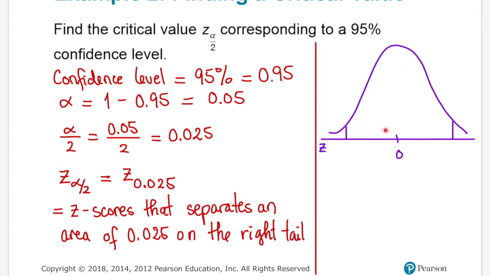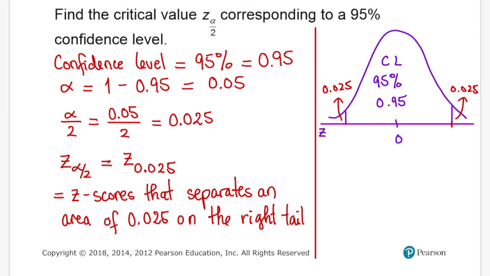Everything in the middle is 95%, which is my confidence level. Remember, the whole entire thing adds up to be 1. The middle part is 95%. That means this little left tail and this little right tail add up to be 5%. Right? So half of 5% is 2.5%. So this piece is 0.025 and this piece is 0.025. And this number is my z of 0.025.